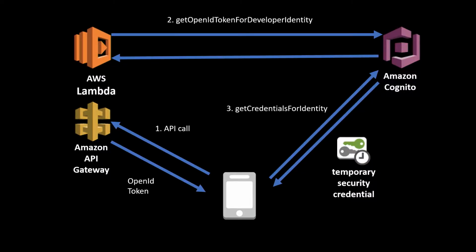So I promised some diagrams. This is what I would consider the default. This is specifically for when I have my own authentication provider, right? I call Amazon API Gateway with my username and password, whatever. Your Lambda does whatever it needs to do to validate that person. If you're storing credentials in your own database, you call out to that database. Then once you say, this user is who they say they are, call getOpenIdTokenForDeveloperIdentity, which is a Cognito-based call. You'll get back an OpenID token. You return that to the client, and then they just call getCredentialsForIdentity.